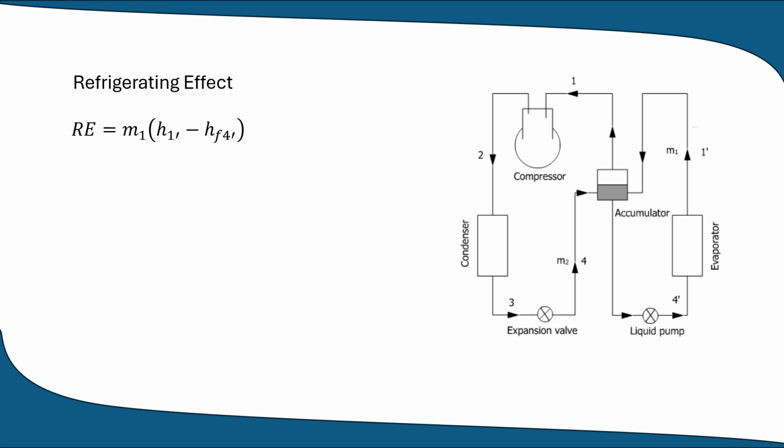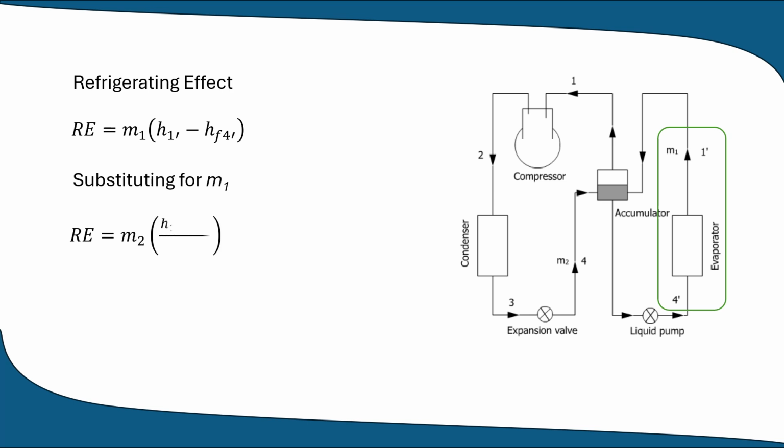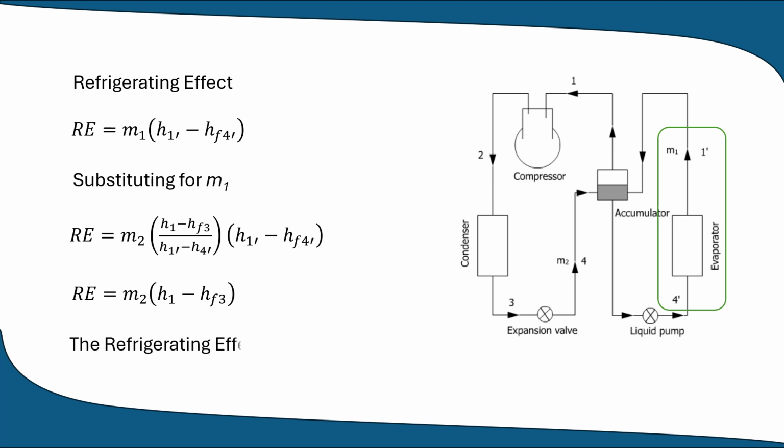The refrigerating effect, RE, equals M1 times H1 dash minus H4 dash. Substituting for M1 in terms of M2, we can simplify the equation as RE equals M2 times H1 minus HF3. This equation proves that the refrigerating effect is the same as that of a simple saturation cycle.